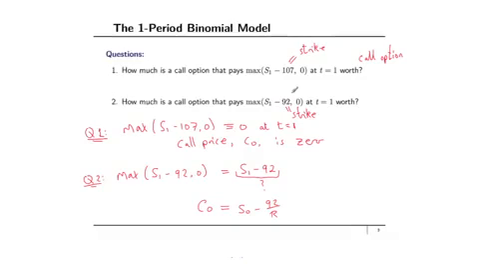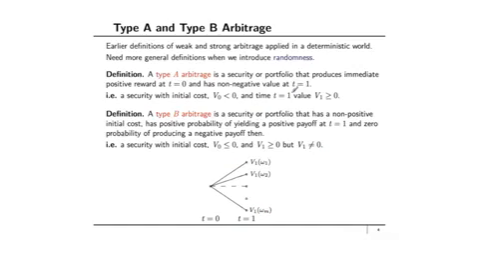Okay, in order to answer that, I actually need to introduce, first of all, some ideas of type A and type B arbitrage. And we're going to need these more general definitions. These are more general than the earlier definitions of weak and strong arbitrage that we used in the deterministic world. We're going to need them because we're introducing randomness into our models. So we have the following two definitions. A type A arbitrage is a security or portfolio that produces immediate positive reward at t equals 0, and it has a non-negative value at t equals 1.